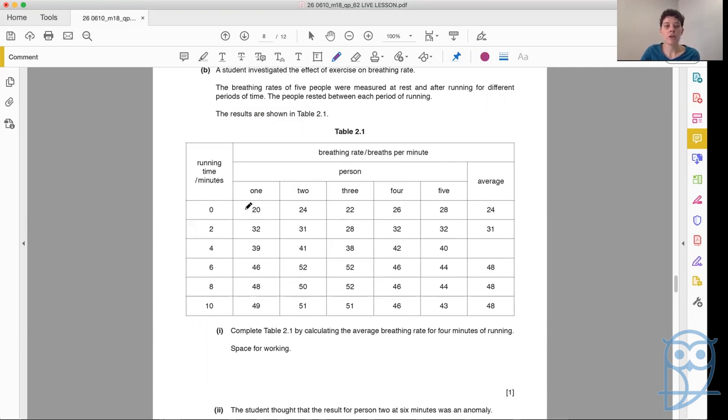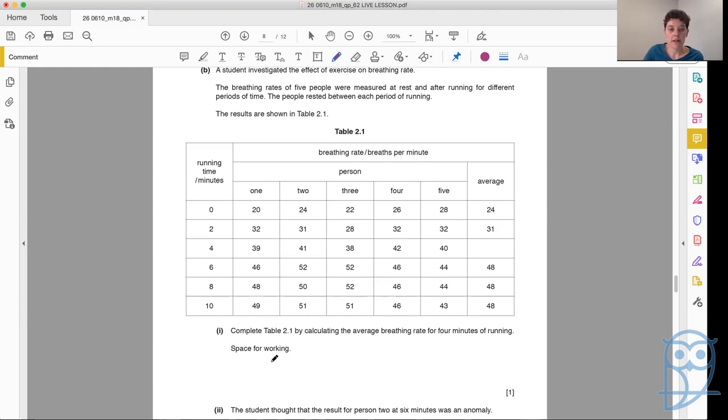And there's their average. So 0 running, we had 20, 24, 22, 26, 28. The average was 24. And we can see there's a missing average. So I'm guessing that you can guess what the next question is. Complete table 2.1 by calculating the average breathing rate for 4 minutes of running, space for working. So it's only worth 1 mark. But when they give you space for working and they ask you to calculate something, then it is always worth showing that calculation.